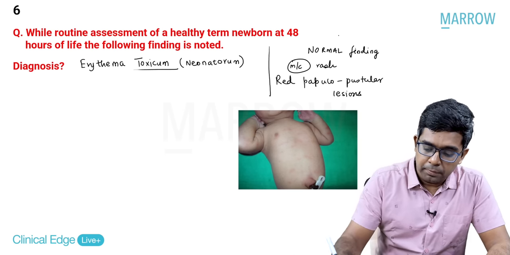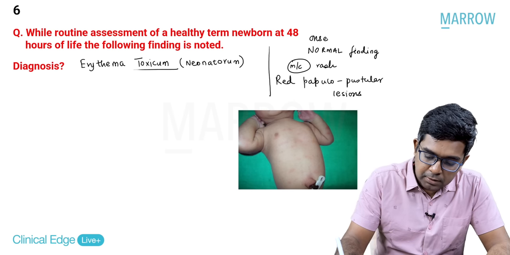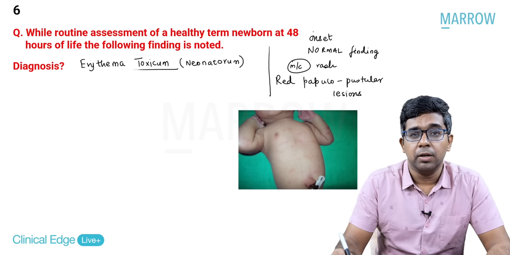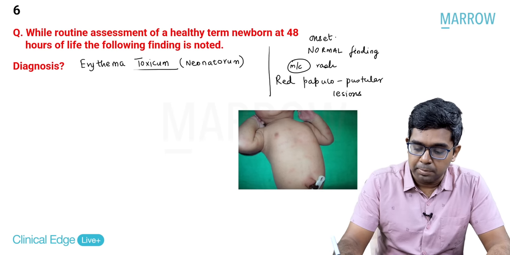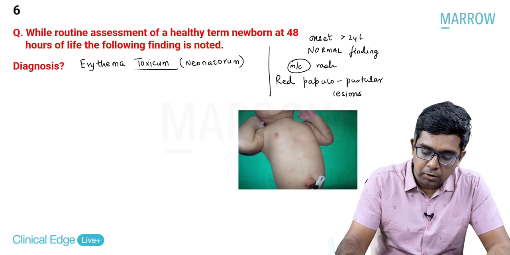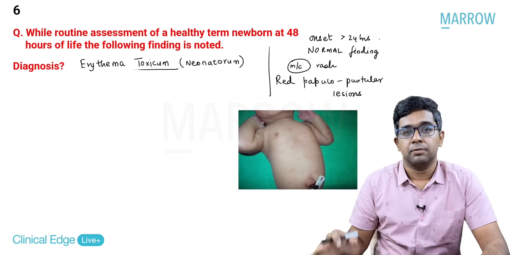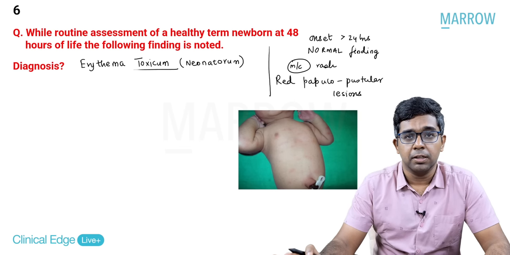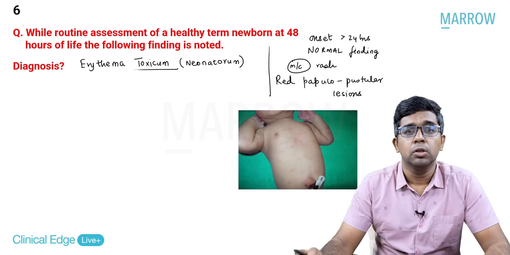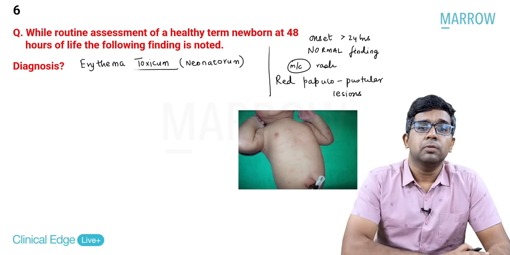And very, very important, the onset. When does this rash start showing up? In this question, it is written 48 hours. In fact, this rash appears after 24 hours after birth, more than 24 hours after birth, not on the first day. These are salient points about this particular condition, which is the most common rash finding in a newborn baby.